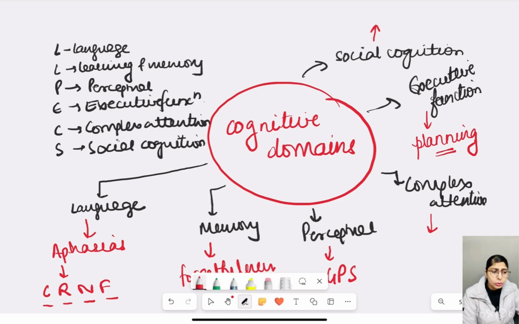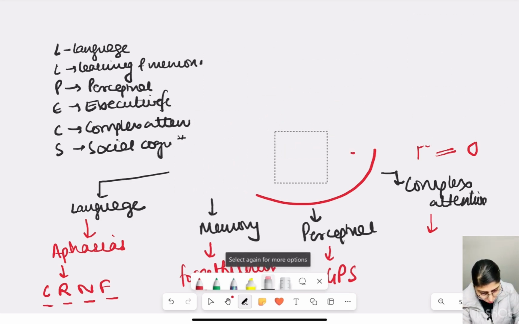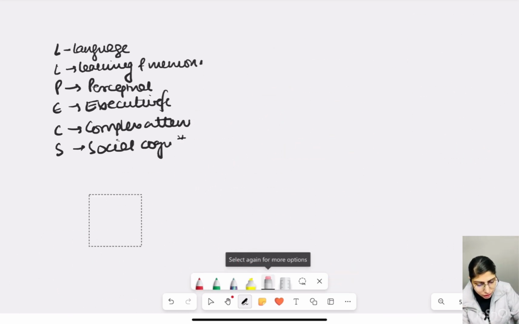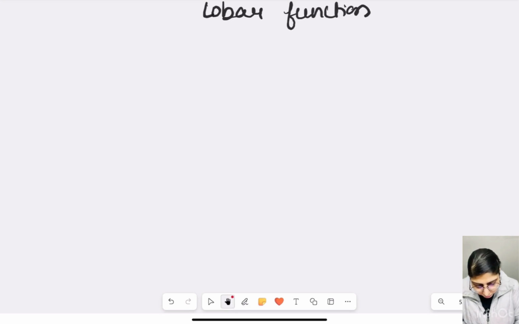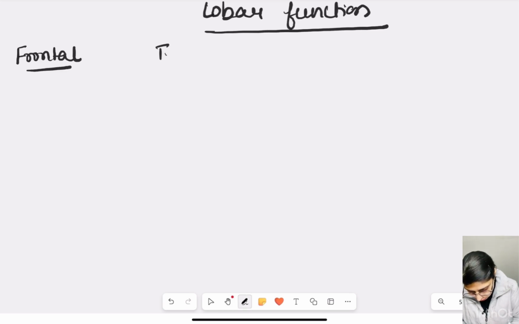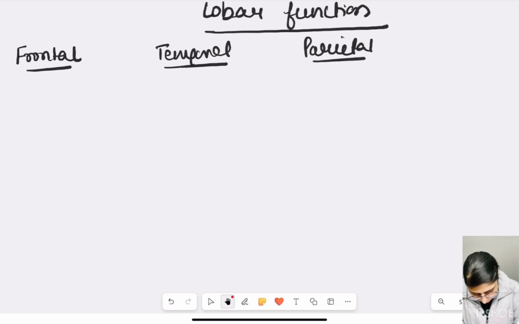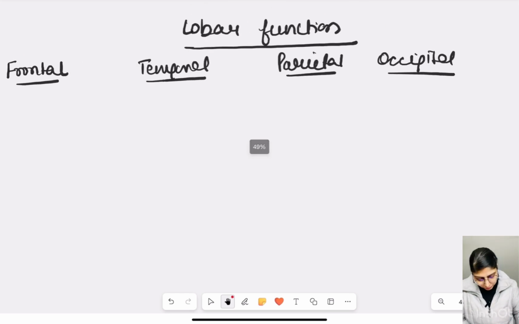Now, all domains are related to some lobes. So we need to know the lobes of the brain and the functions connected with various lobes of the brain. So let's learn about the lobar functions. And this is again important for your NEET PG as well as your INICET exam. So lobar function. We talk about frontal lobe, temporal lobe, parietal lobe, occipital lobe, and then we'll talk about the aphasias, right?